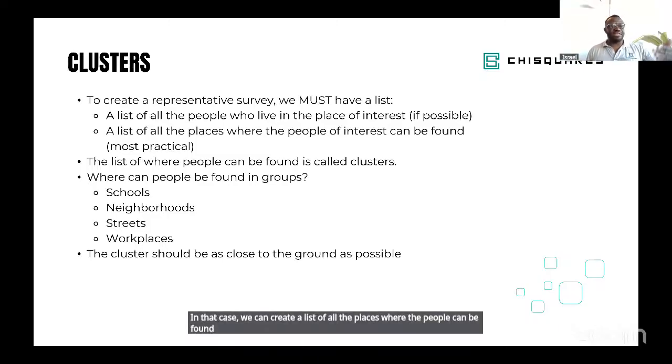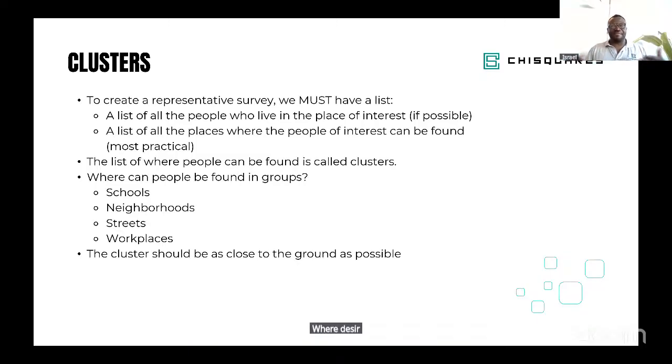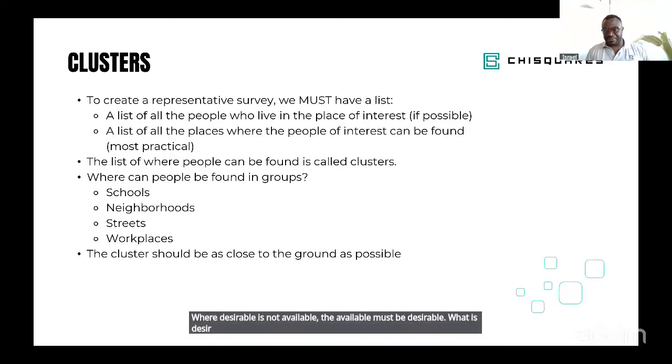So it's either you have a list of the people or you have a list of the places where the people can be found. Remember, we said that where the desirable is not available, the available must be desirable. What is desirable is a list of all the people. If we don't have that list, well, the next thing is, do we have a list of all the places where people can be found?